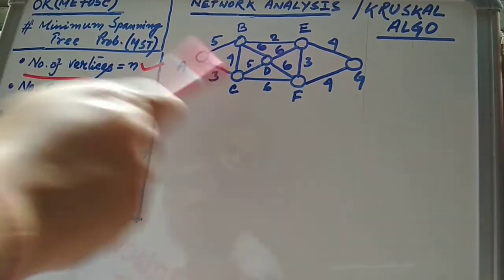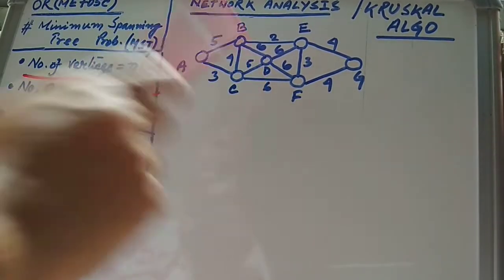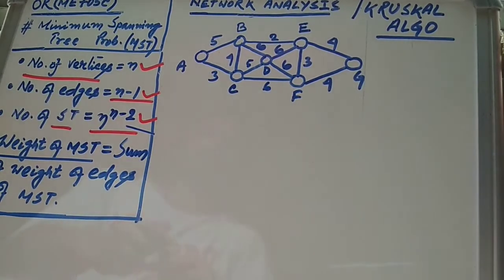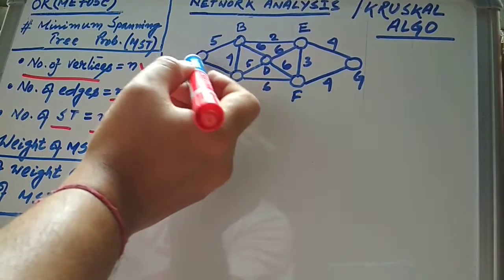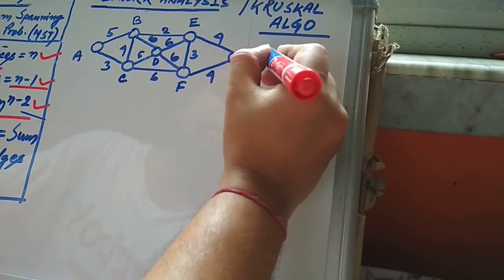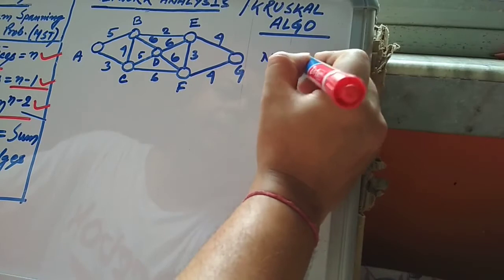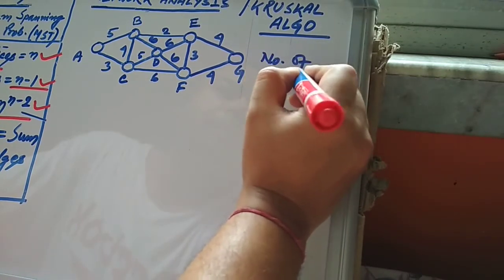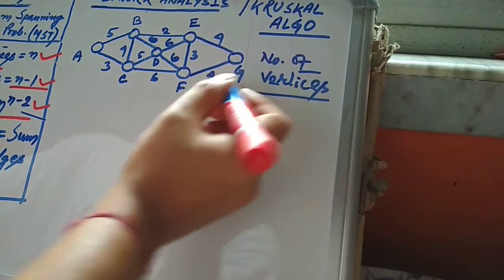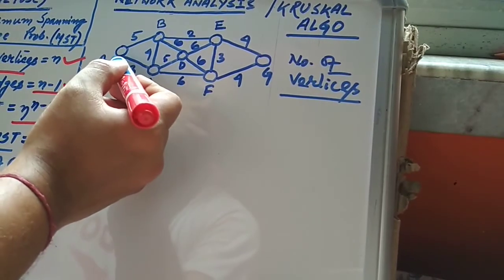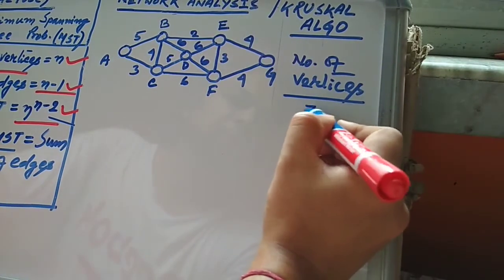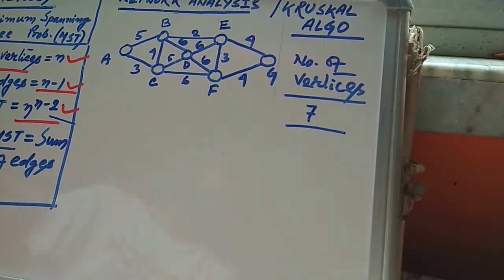Now let us take another example for constructing a minimum spanning tree. It is a bigger one, and you can easily calculate the number of vertices over here. You can count it: 1 2 3 4 5 6 7. So the number of vertices is 7.